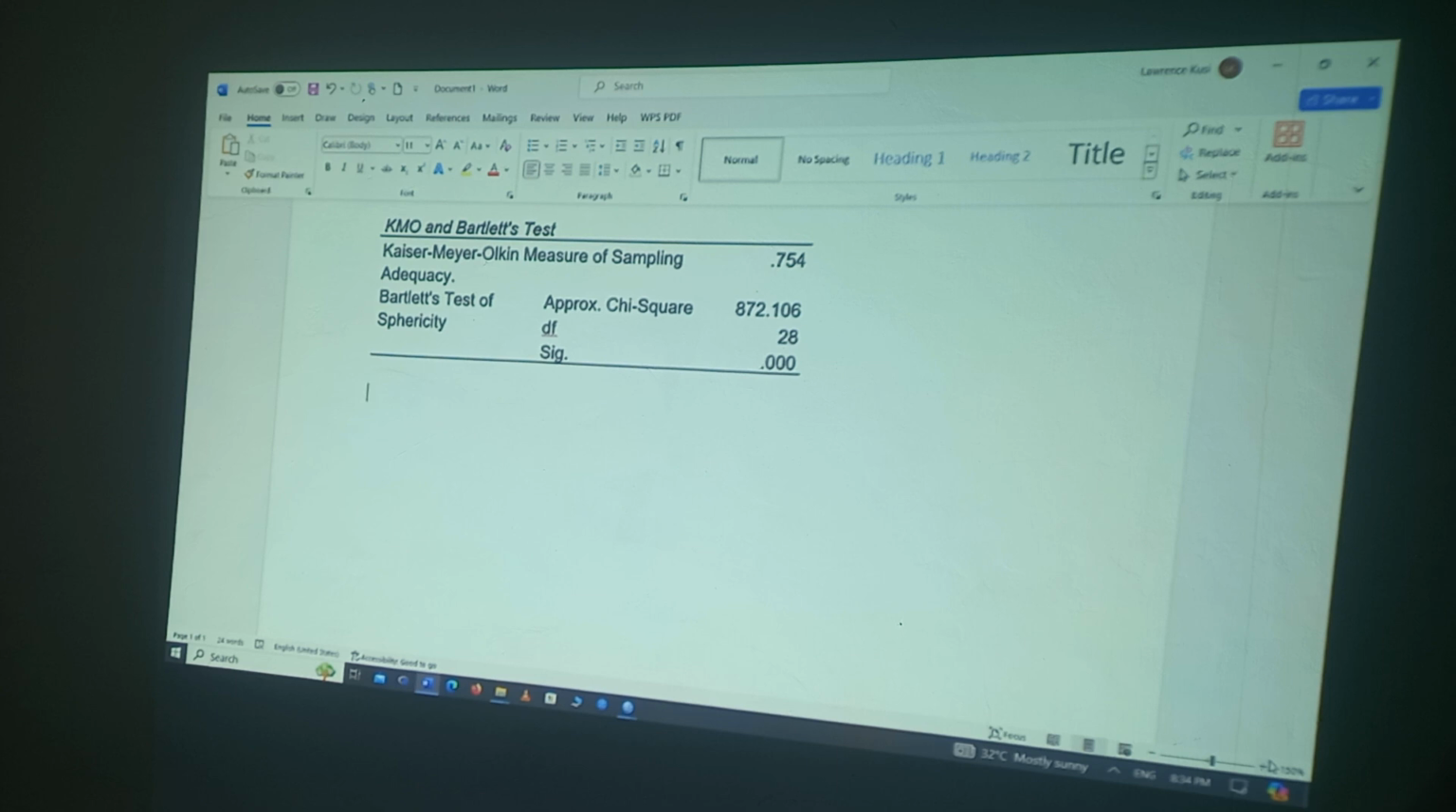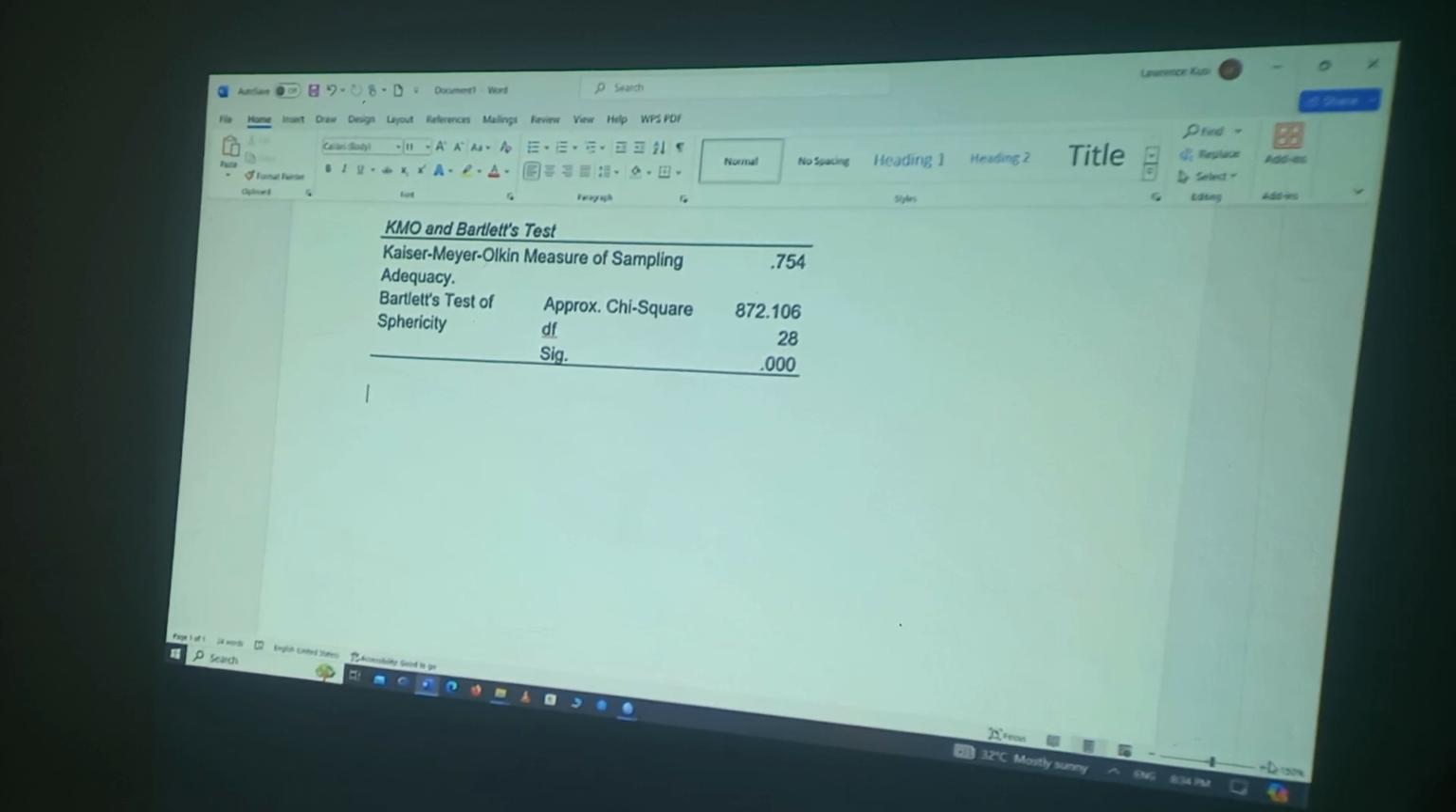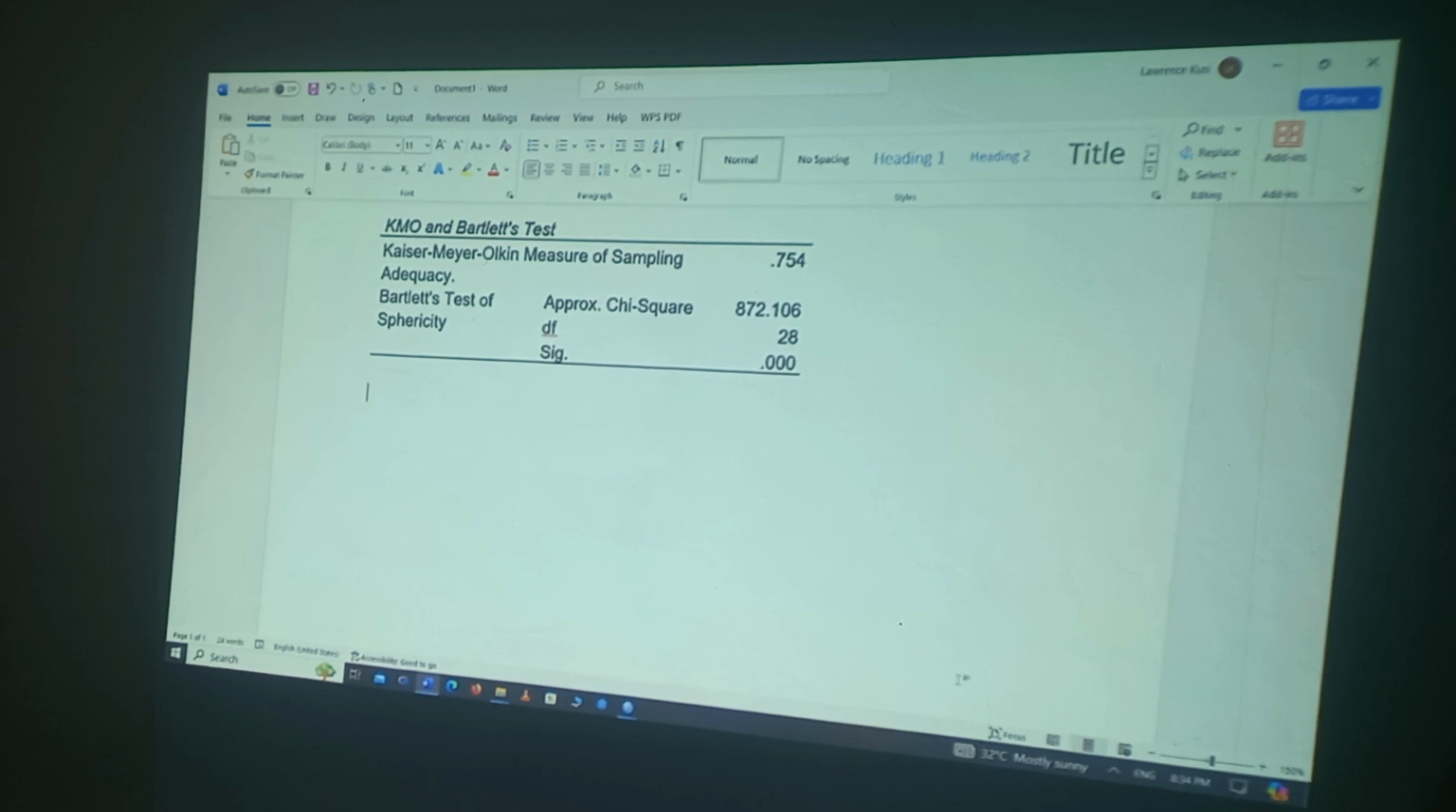KMO is 0.754. What is the minimum KMO that we have to get? 0.5. Okay, 0.5. So what does it mean? What does this KMO tell us? Is that the sample size that we used is what? Adequate. But let's go and look at how many samples you're saying.